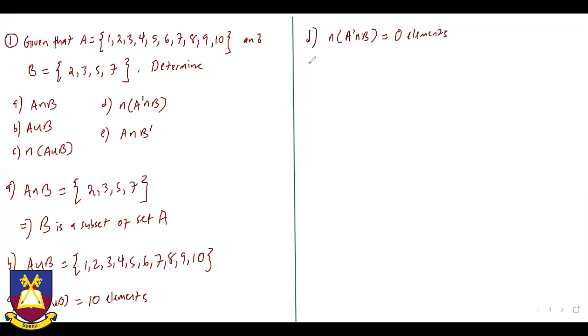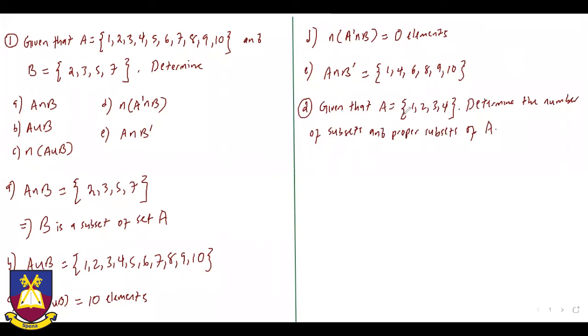Then part E, A intersection B complement: elements that are in A but not in B. We have 1, we have 4, we have 6, we have 8, we have 9, we have 10. Those elements are only in A but not in B. Let's look at example number 2.